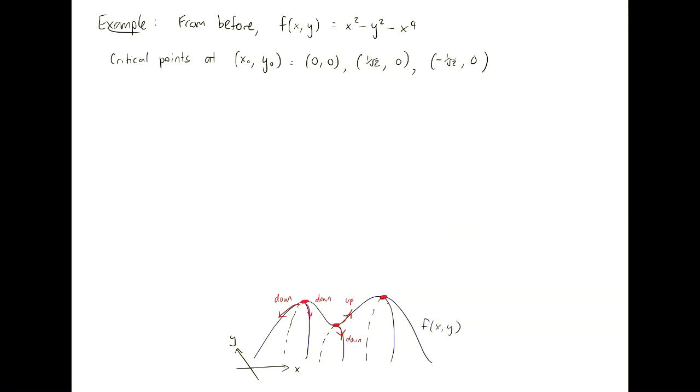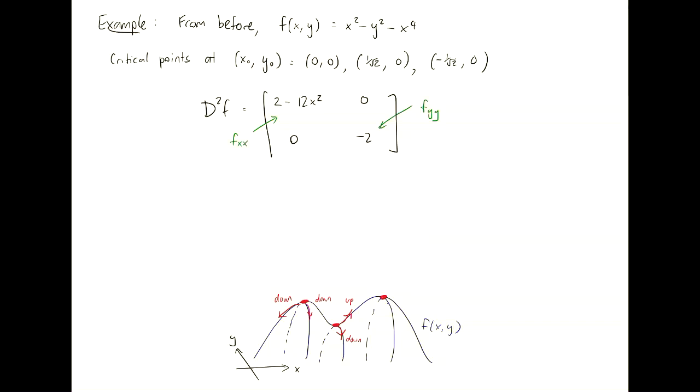We had a critical point at 0, 0, at 1 over root 2, 0, and at minus 1 over root 2, 0. And we worked out all the first derivatives. Let's do the second derivatives. D squared of f is equal to 2 minus 12x squared, 0, 0, and minus 2. So fxx, the two cross derivatives, fyy.